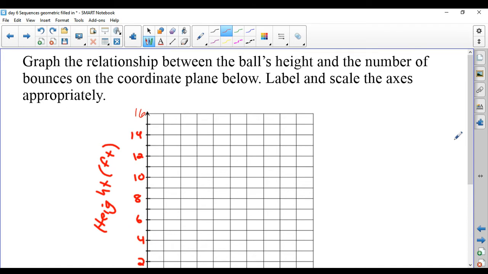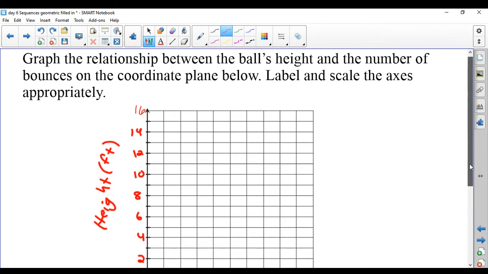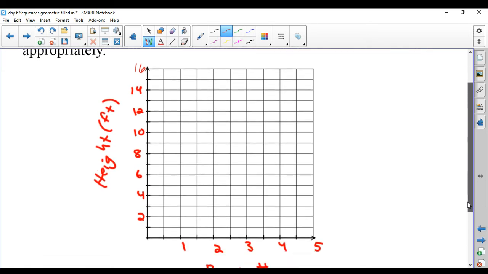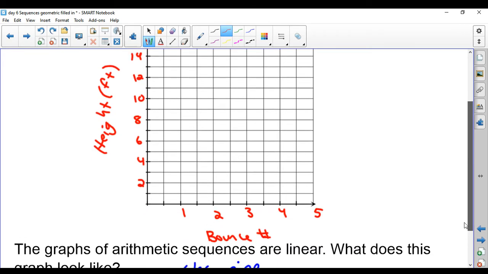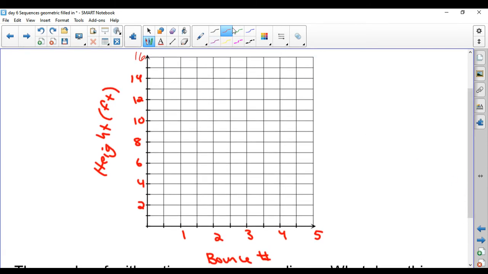The next thing we're going to do is make a graph of this relationship. So we're going to graph the relationship between the height and the number of bounces. I already have the axes labeled. On the x-axis, we're going to put the number of the bounce, and on the y-axis, we're going to put the height of the ball in feet. So after 0 bounces, it's at 16 feet. After 1 bounce, it's at 8. 2 bounces, it's at 4.